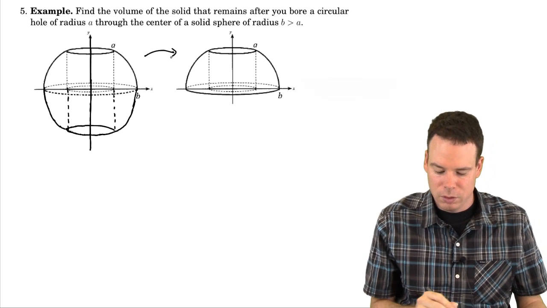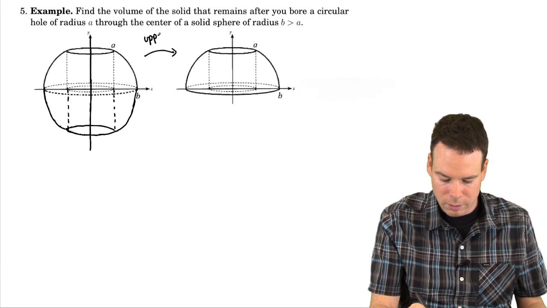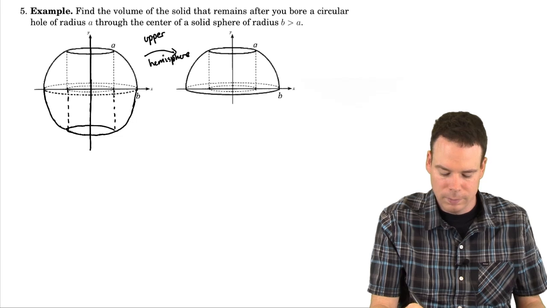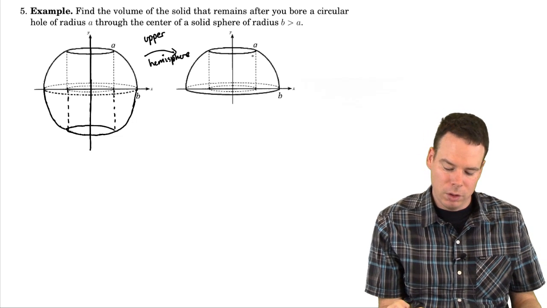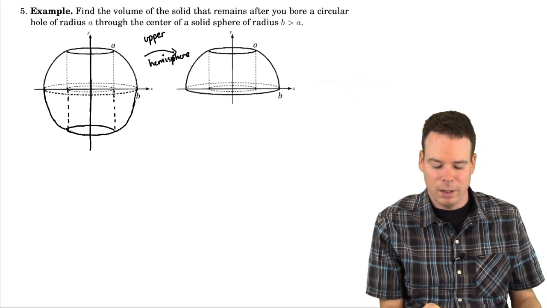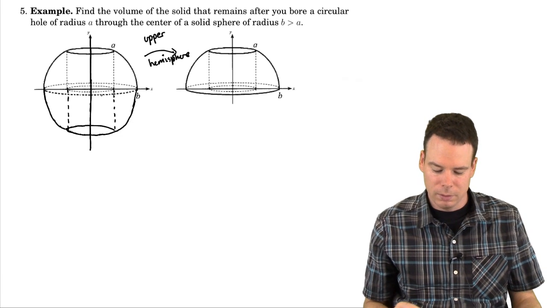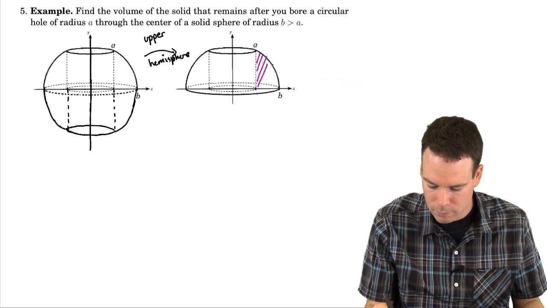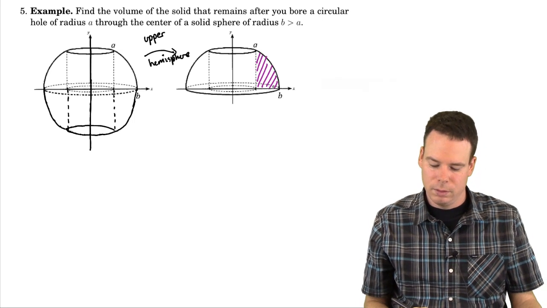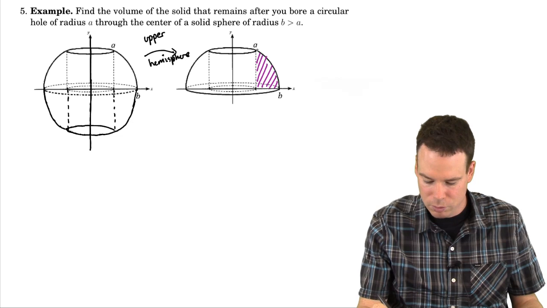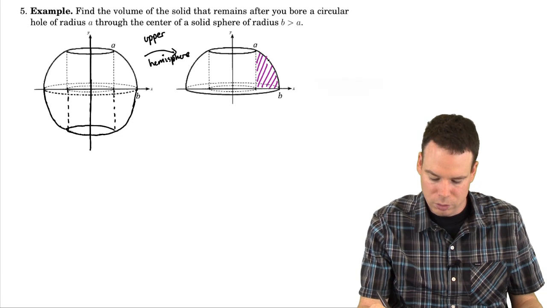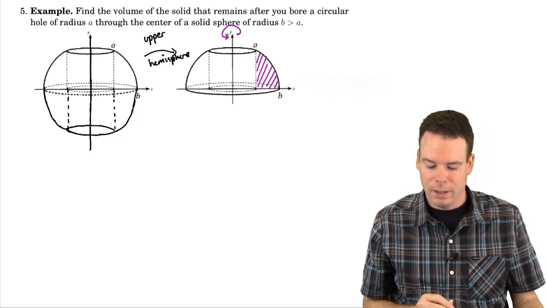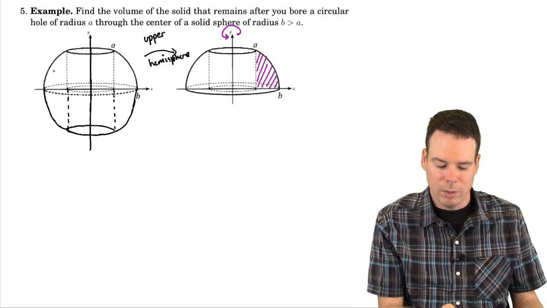Well, what I've done here is I've just redrawn the upper hemisphere, because if I compute the volume of just the upper hemisphere with this hole removed, then I can multiply by 2 to get the volume of the whole thing. I'm just going to focus on the upper hemisphere. The region we're revolving is this little segment here trapped between this portion of the circle and this vertical line, and we're revolving it around the y-axis. That'll sweep out this upper hemisphere with the hole removed.